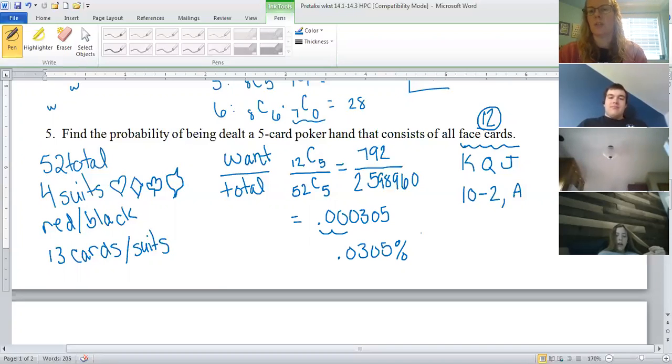So if you're playing poker and money's involved, do not take that bet. You're not going to win unless the cards are stacked, and then that's not fair. Okay, so we're assuming that the cards are shuffled. It's a fair hand, a fair chance of getting that combo.